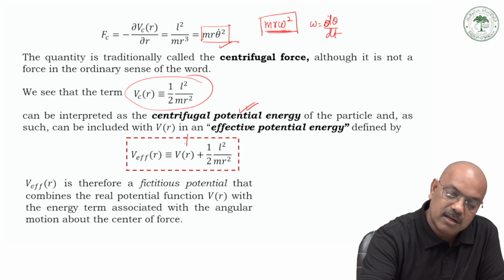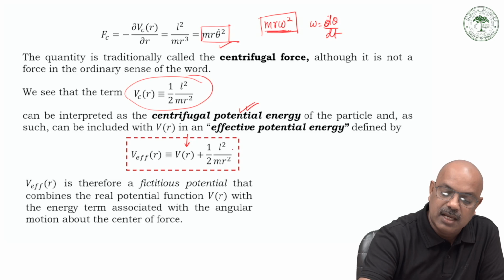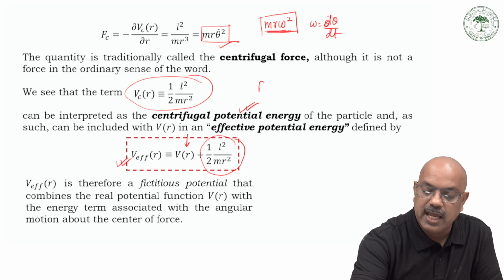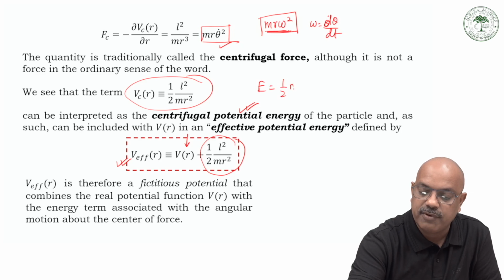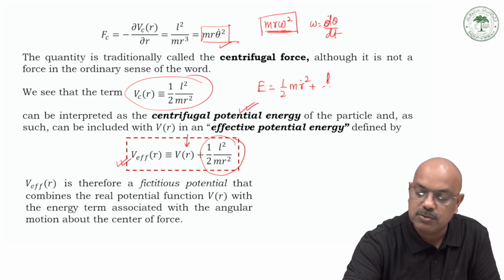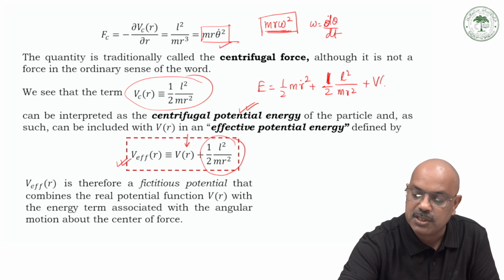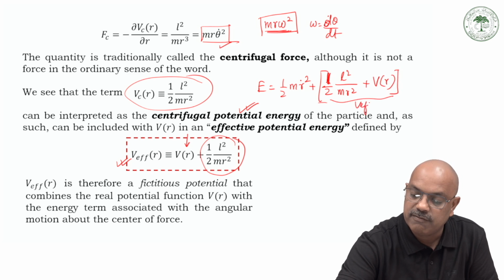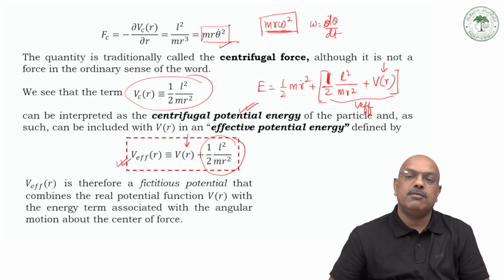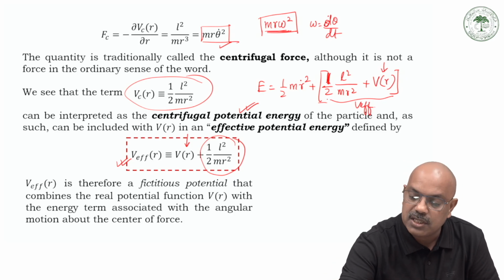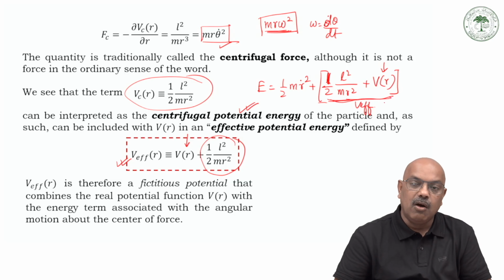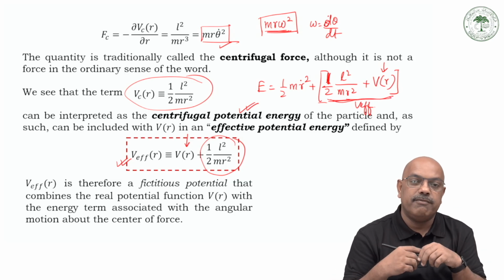I can write my real potential, and then L square with this, we call it the effective potential. So I have energy as half m r dot square, and then I have 1 by 2 L square by m r square, and then I have my potential. So this is what I'm going to have, V effective potential. This is the potential we are talking about, but this centrifugal potential is coming into play also. So altogether this is giving me an effective potential.